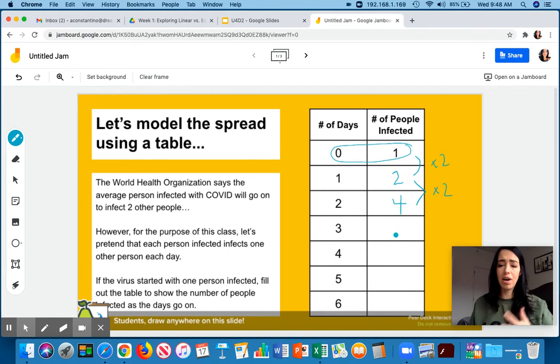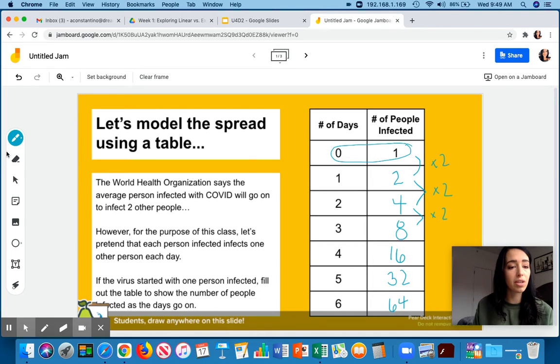And then I got to think of it logically. If 4 people have it and they're each infecting one other person, right? That's going to give me 8. Well, 4 times 2 actually is 8. All right, so the pattern here is that we're doubling each time. So from 8, it's going to go to 16. From 16, it's going to go to 32. And from 32, it's going to be 64.